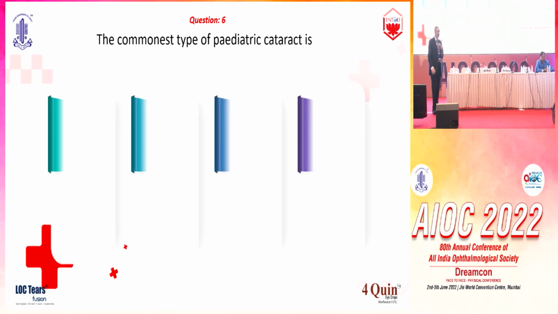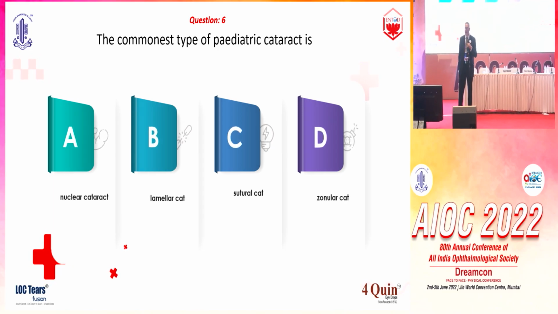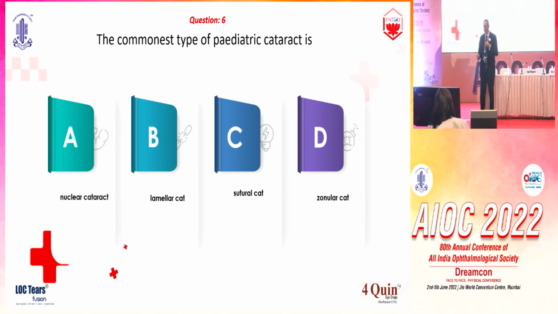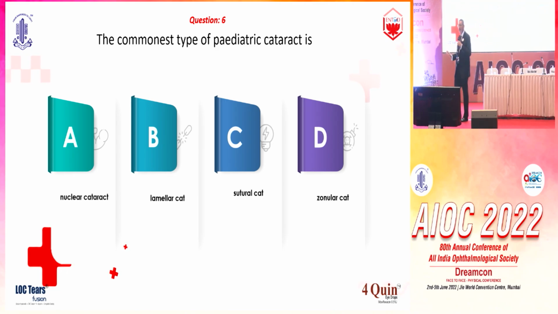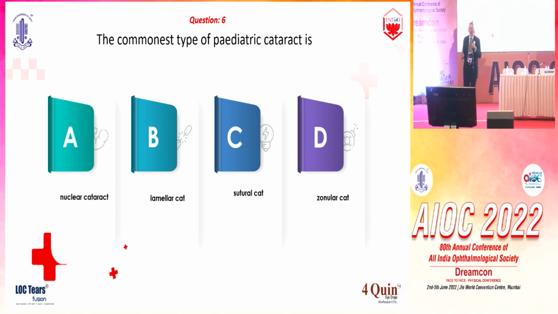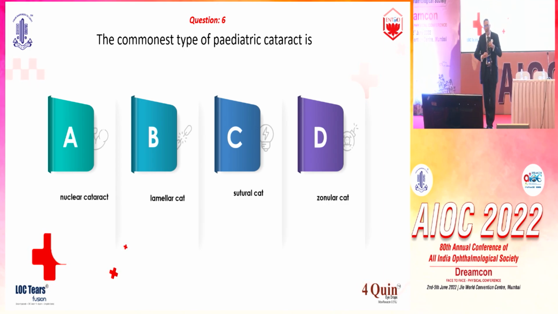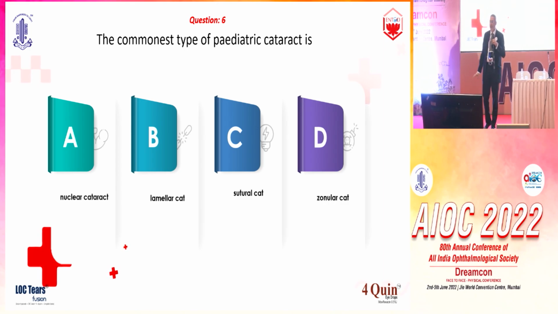Still on cataract, the commonest type of pediatric cataract is a nuclear cataract, or a lamellar cataract, or a sutural cataract, or a zonular cataract. None of the above is not there, all of the above is not there. So it makes it simple. The commonest type of pediatric cataract, and it's by a huge margin that it's the commonest type, and your time starts now.